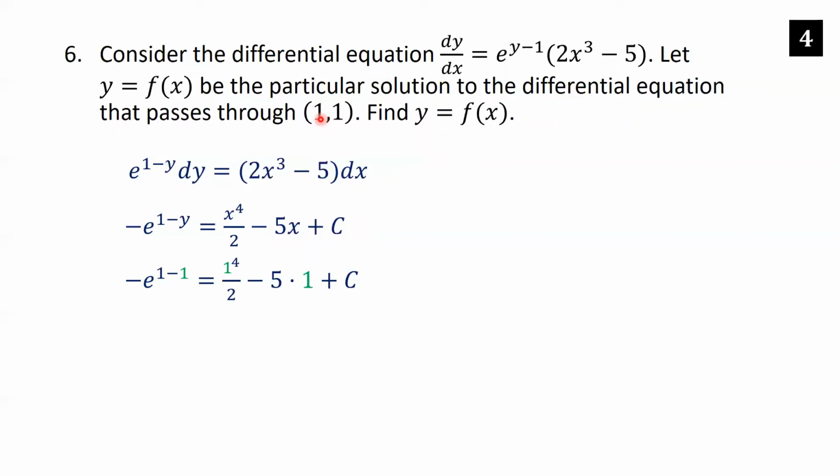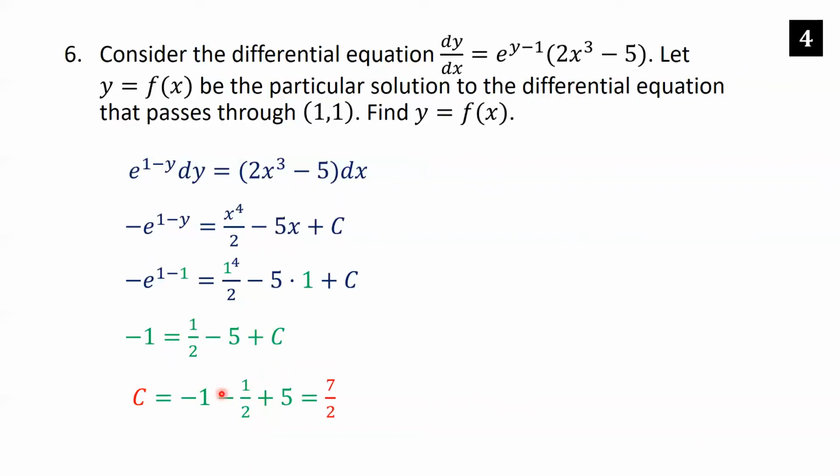So we replace x by 1 here and here, and y by 1 here. And just doing those computations, e to the 0 is just 1. 1 to the 4th is 1. 5 times 1 is 5. So bringing the 1 half and the negative 5 over, subtracting a half and adding 5, we get c equals negative 1 minus a half plus 5.